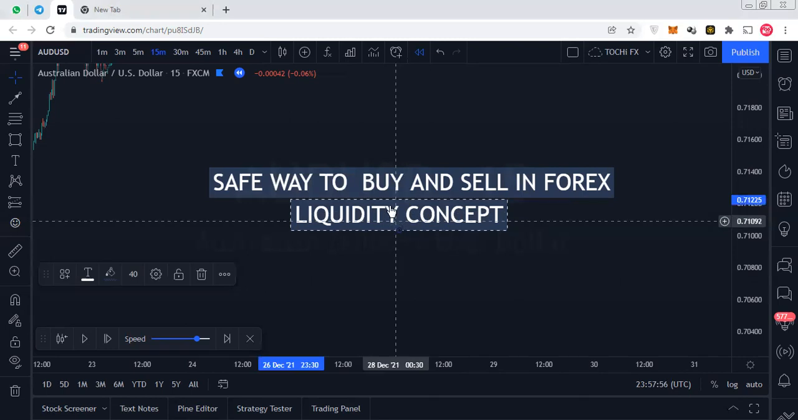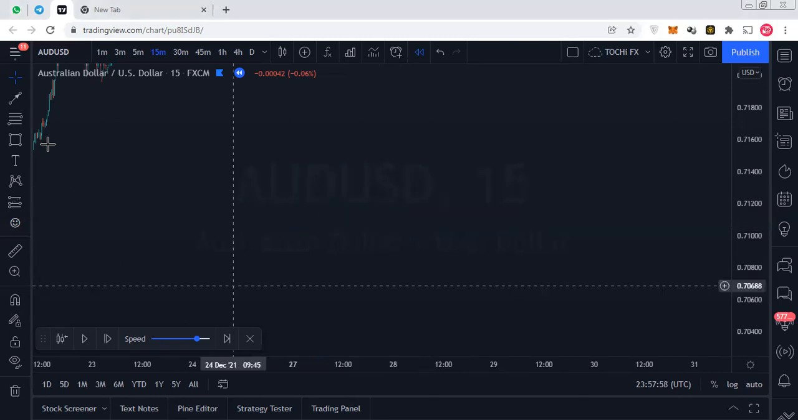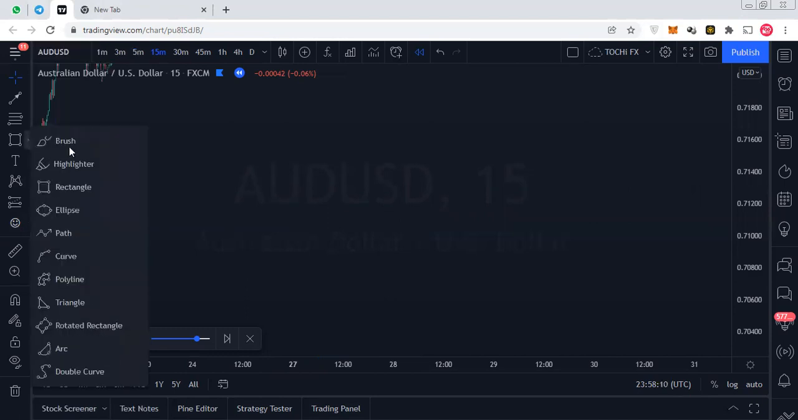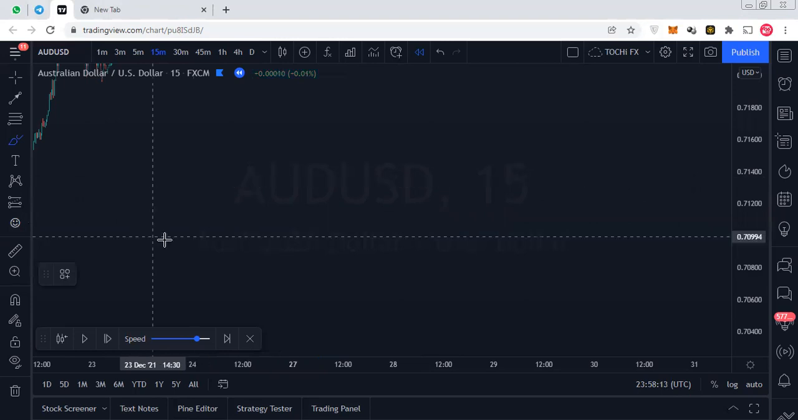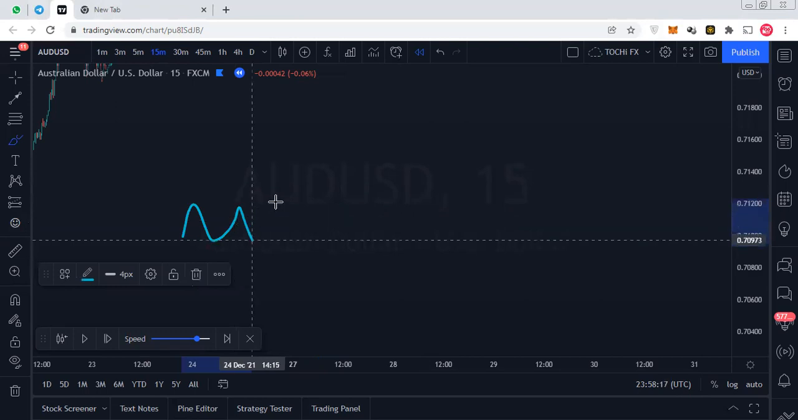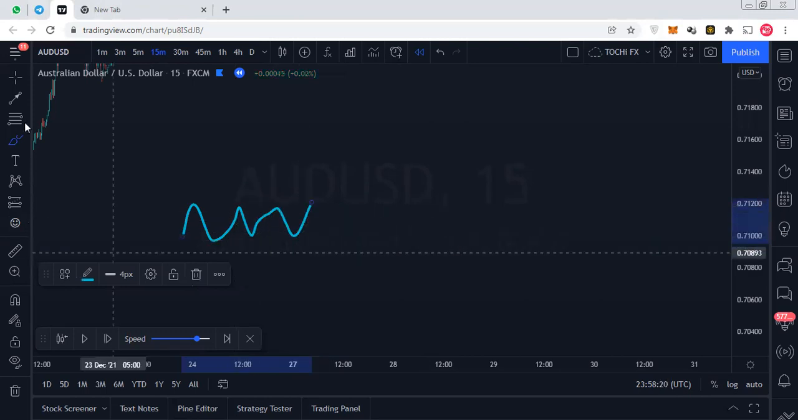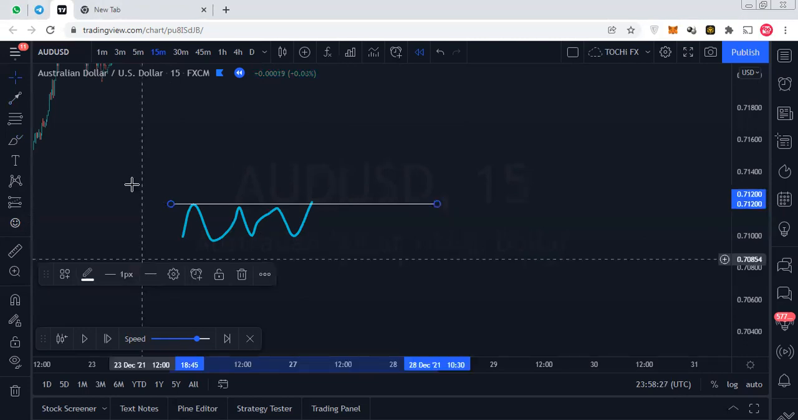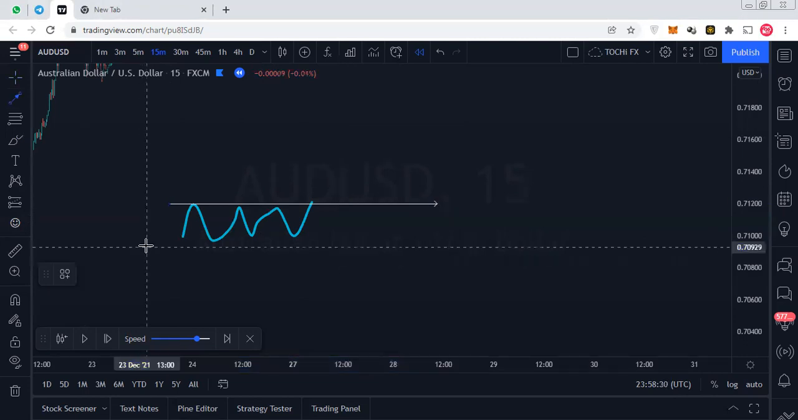Okay, let's just go into a diagram. What I'm trying to say is this. If we have a low, okay, my drawing tool. Now, if you have a market going this way, now this is a range. Now we have the highs of the range and we have the low of the range.